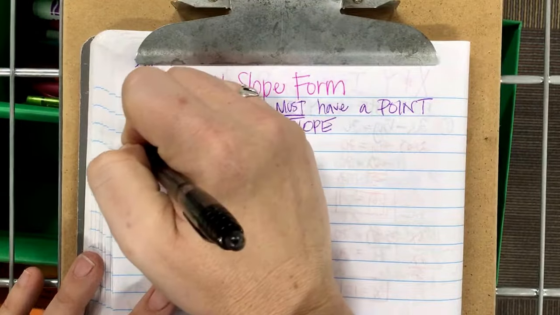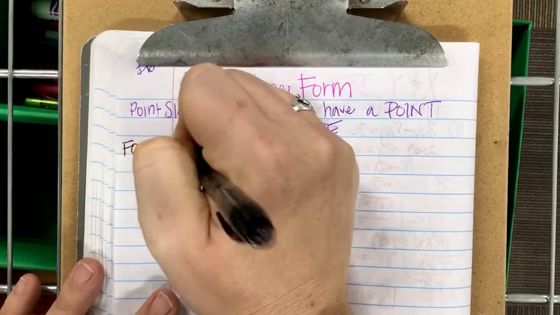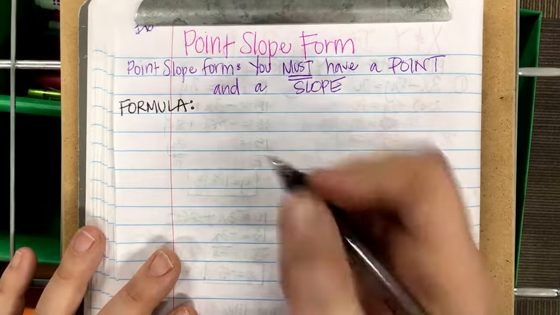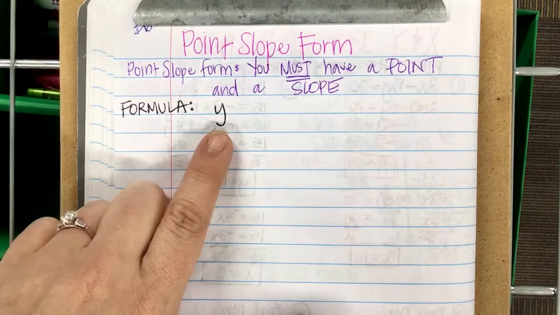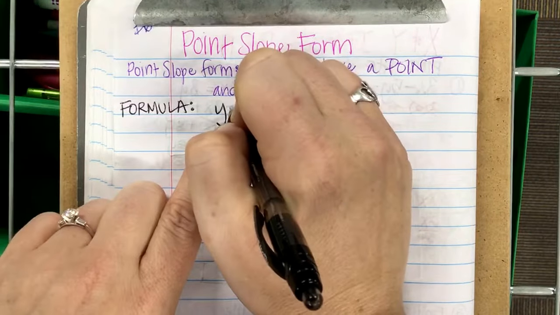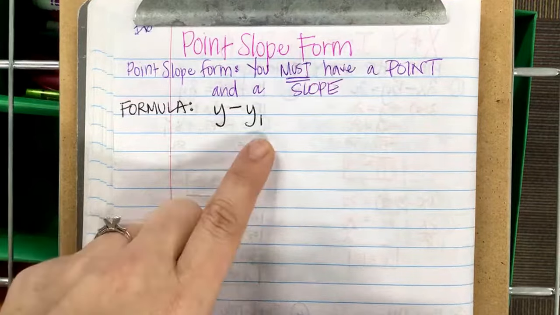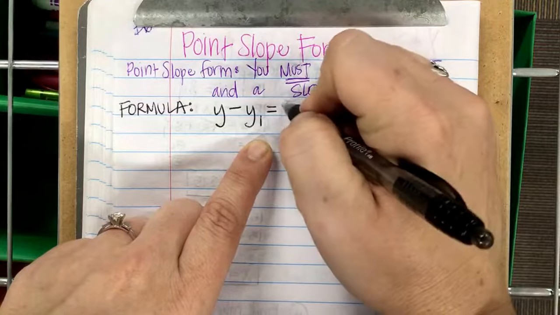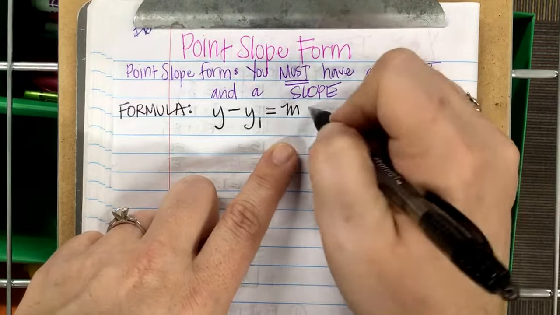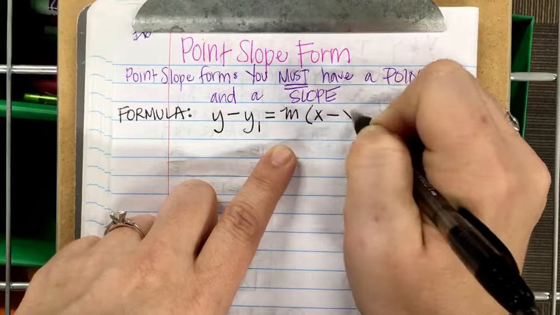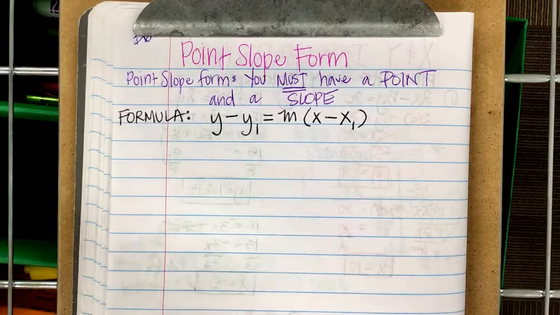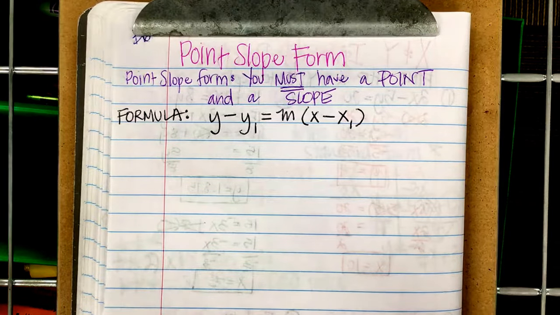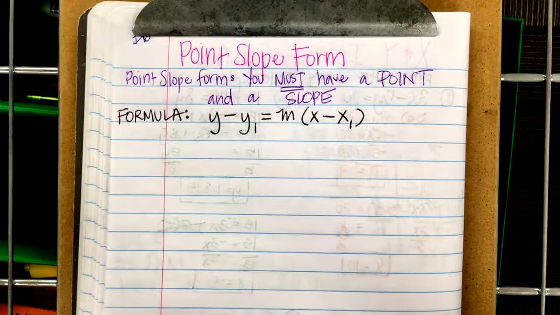So here's the formula for point slope form. y minus y1 equals m times x minus x1. And you have to have the formula. This formula only works when you have a point and a slope.